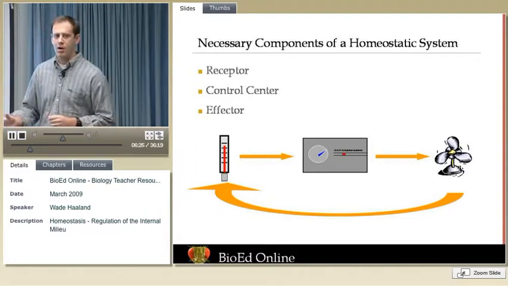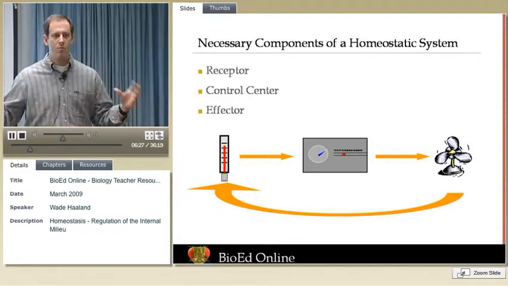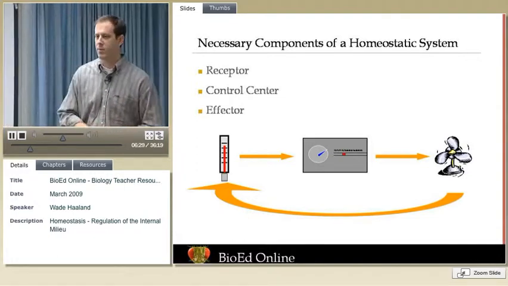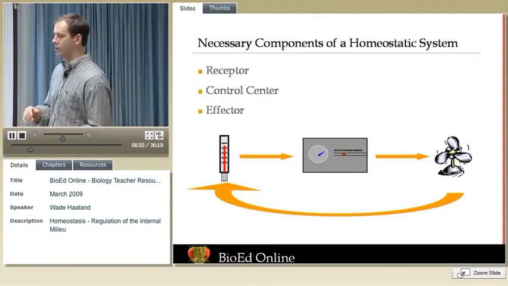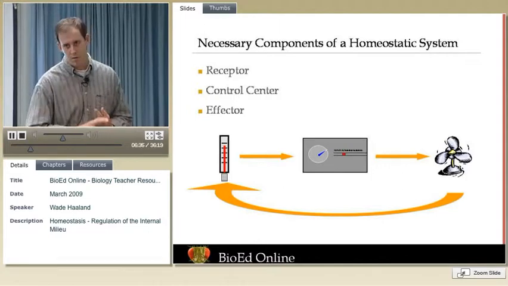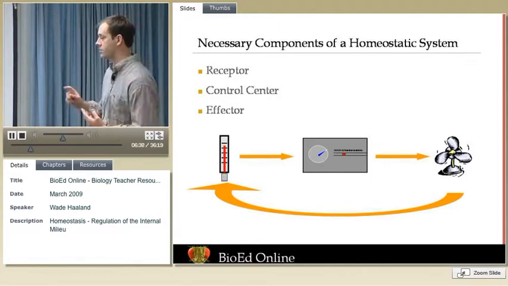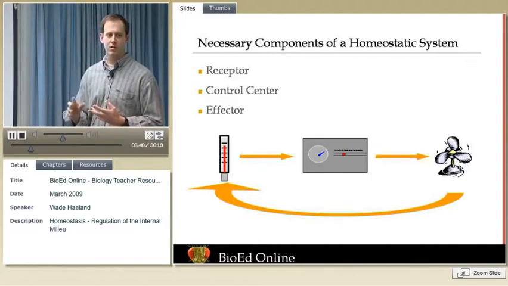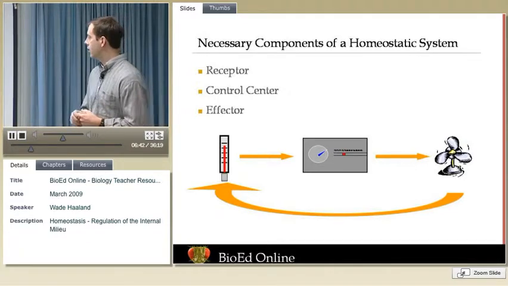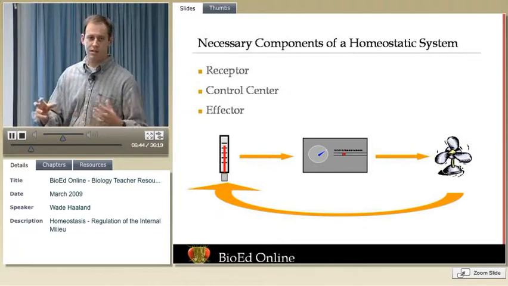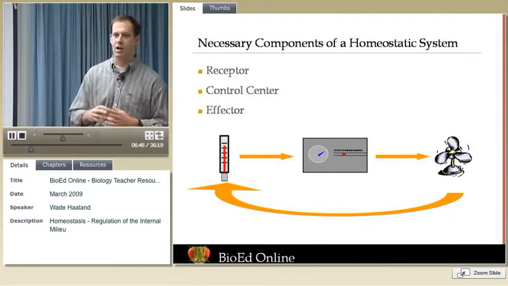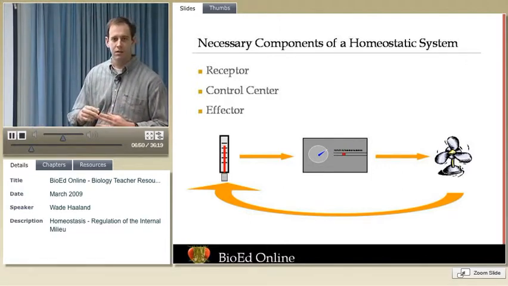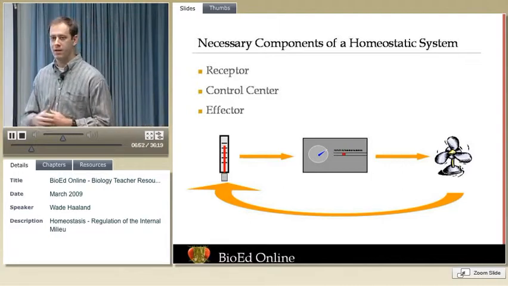And so then we're talking about homeostasis. Well, what makes up a homeostatic system? I've been saying all this stuff about body systems and homeostatic systems. What makes up a homeostatic system? Well, you have three necessary components. You have a receptor, which can also be considered a sensor, a control center, which is going to process information from the receptor and determine what kind of action needs to be taken, and that action is then performed by the effector.